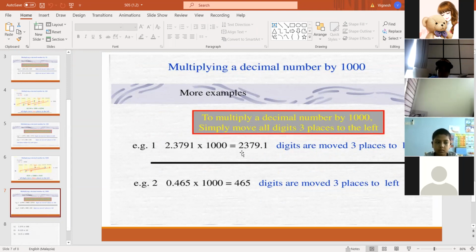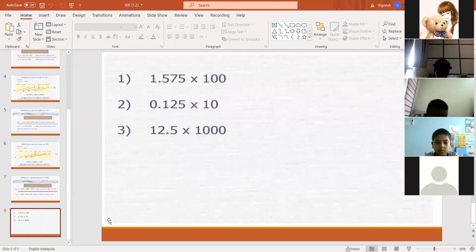So your answer is 2379.1. And same goes to example number 2. You are moving 3 decimal places to your right. So 465. Understand or not? Any question? Okay, who wants to try this? Who wants to try?